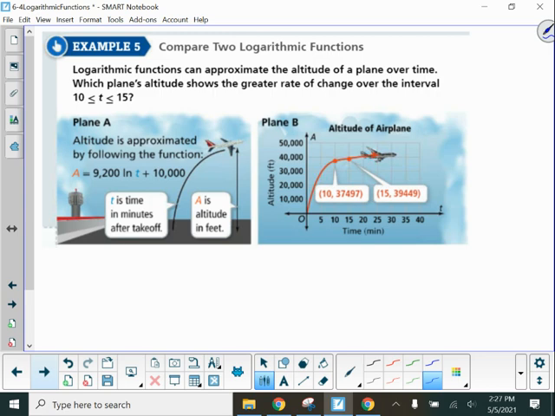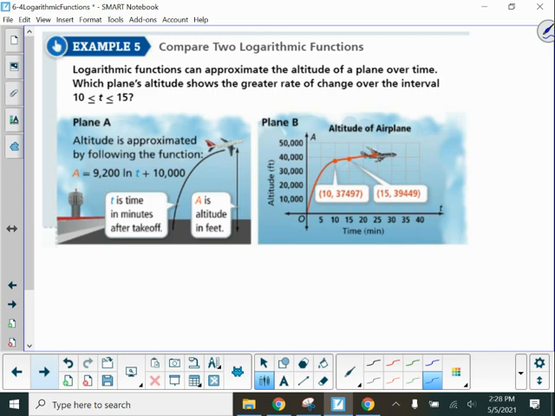So we have plane A, which has an altitude that's approximated by A equals 9,200 times the natural log of T, plus 10,000, where T is time in minutes after takeoff, and A is your altitude in feet. The second one then gives us a graph. They don't give us the equation here, but they do give us 2 points in time, the 10 minutes and the 15 minutes, which is what we need for this question.